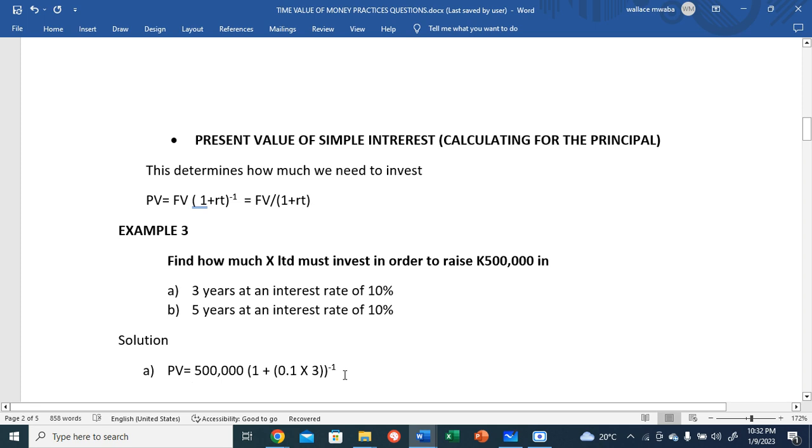Right, so I'm going to say 0.1 times 3, that is 0.3. 0.3 plus 1, that's 1.3. So we find 1.3 to the power negative 1. So it becomes 500,000 multiplied by 1.3 to the power negative 1.